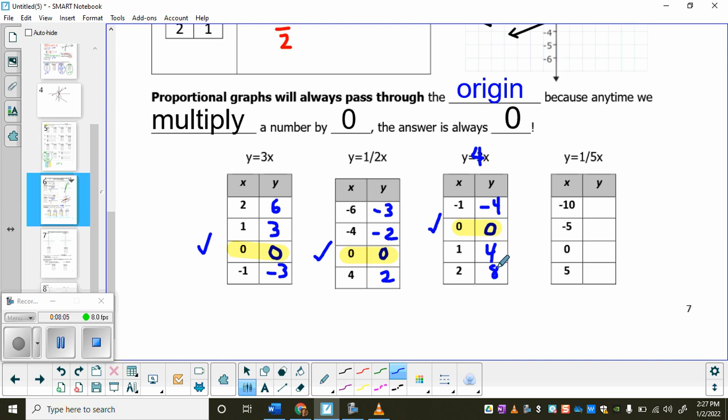There we go. And now let's do divide by 5 or take a fifth. Okay? If you do this divided by 5, you get a -2.